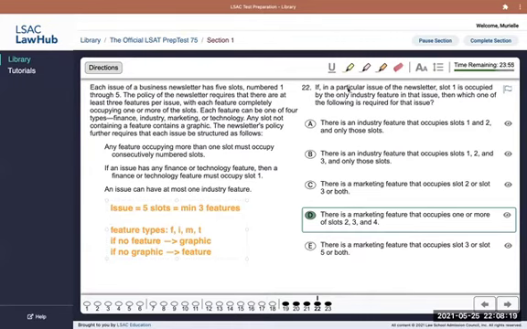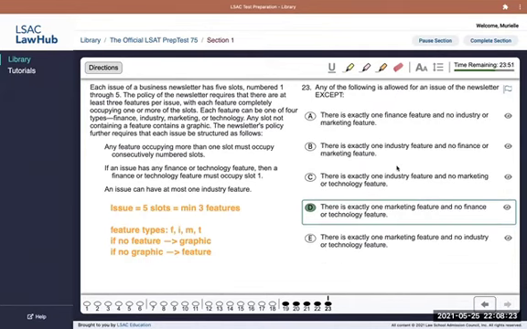I'm going to go to question 23 now. Any of the following is allowed for an issue of the newsletter except. Okay, so we've got 4 answer choices here that could be true, that would be allowed. And then the one exception is the thing that is not allowed, that must be false. Okay, so D is the correct answer here. Why is it that D must be false?